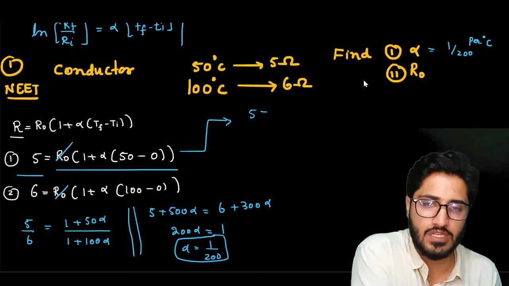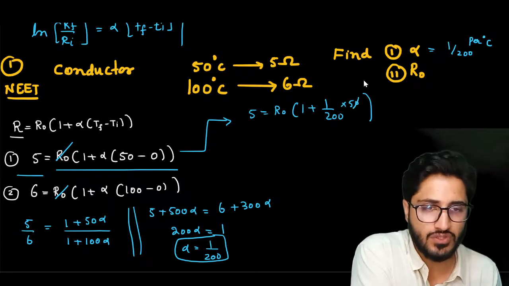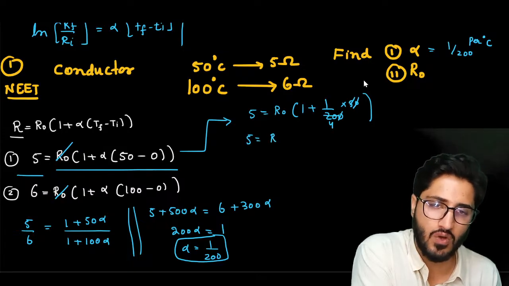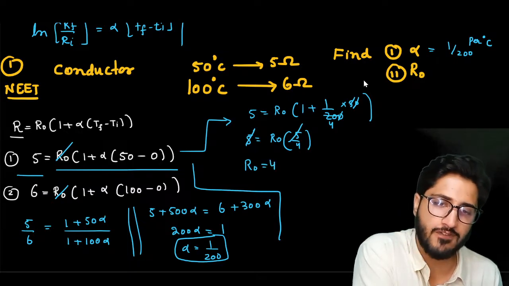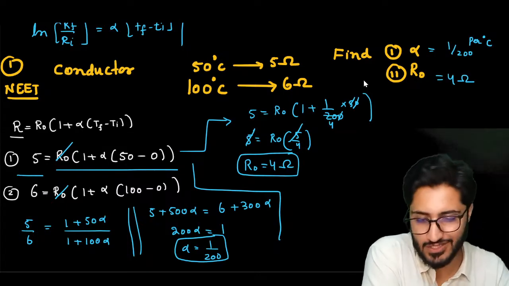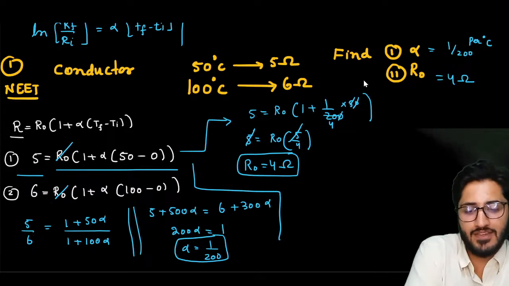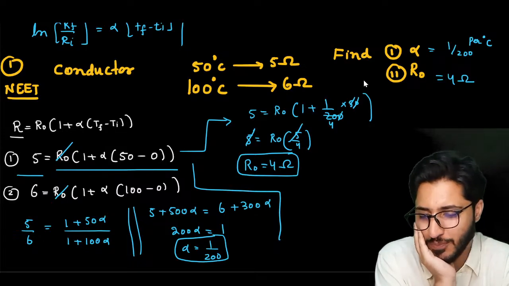Now for R naught, I will take this equation. 5 equals R naught times (1 plus alpha), alpha is 1 divided by 200, into 50. The zeros cancel out. 5 ones are 5, 5 fours are 20. So 5 equals R naught times 5 by 4. So 5, 5 cancel out, and my R naught came out to be 4 ohm. Easy or super easy? It was a NEET PYQ.